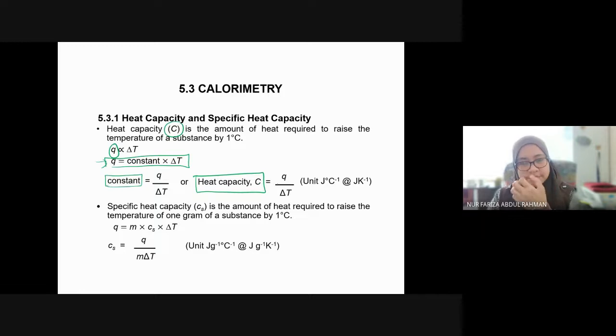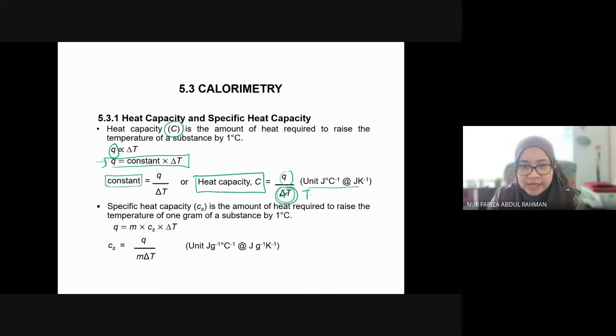So to find heat capacity, we can simply divide Q over delta T. This is the unit. Because Q is in J and delta T is temperature, you may use degree Celsius or Kelvin. Why can we use either one? Because it is a change in temperature.